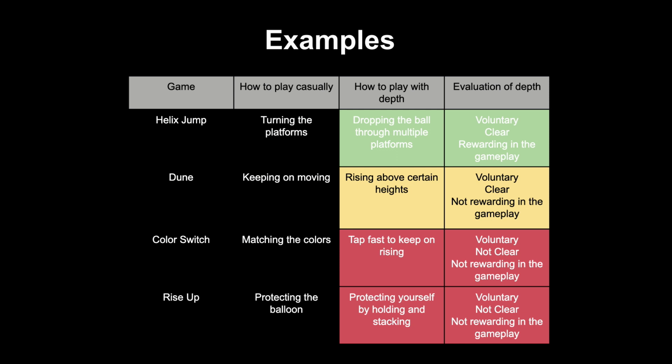Another example, for instance, is our game Dune. The way to play just very simply and casually is just to keep on moving the ball through the dunes and to try and get the highest score. But the way to play with depth in this game is that you take more risk by going higher and higher and higher and dropping faster and faster and faster on the dunes. So the risk that you're taking is that if you drop too fast, you're going to miss the dune and you're going to actually die and stop playing. But if you take that risk and it pays off, then you go above a certain height and you get extra score.